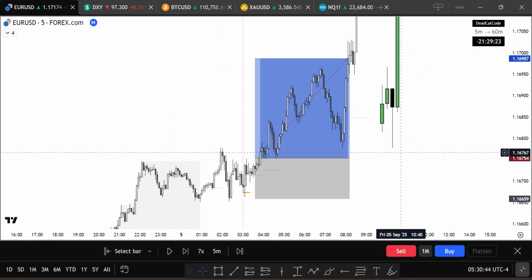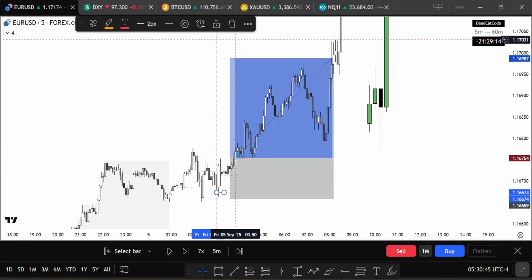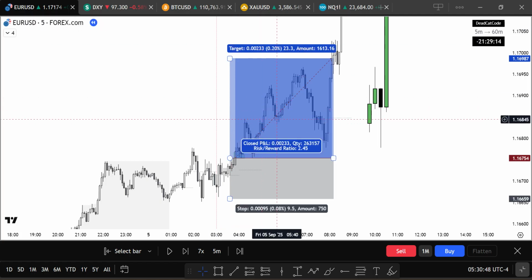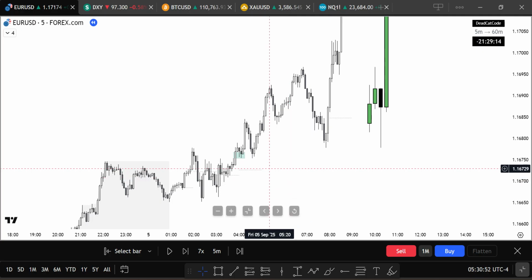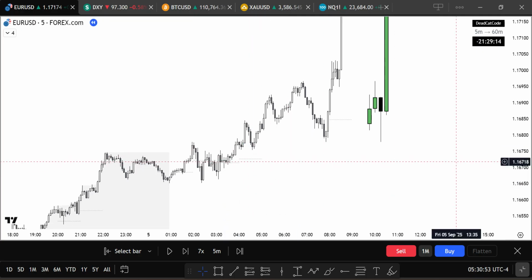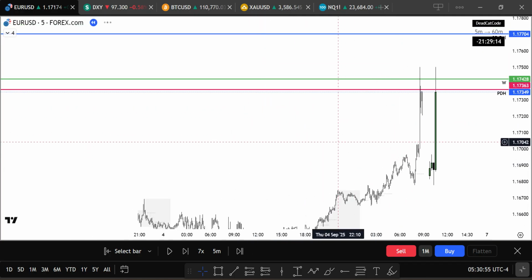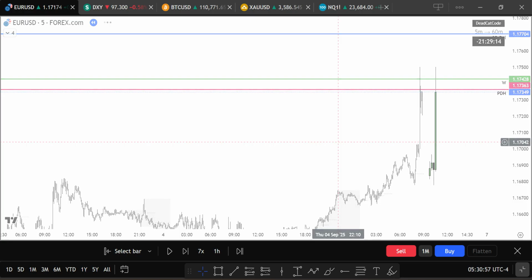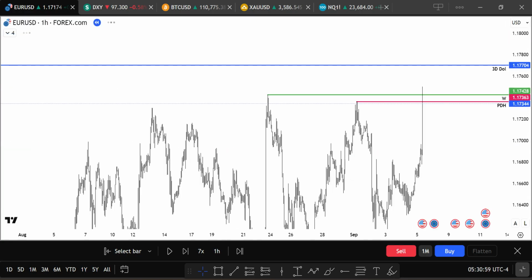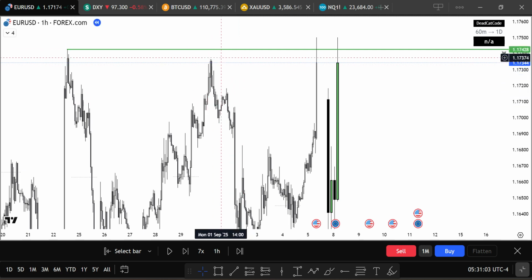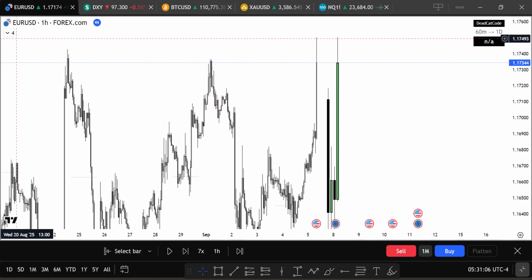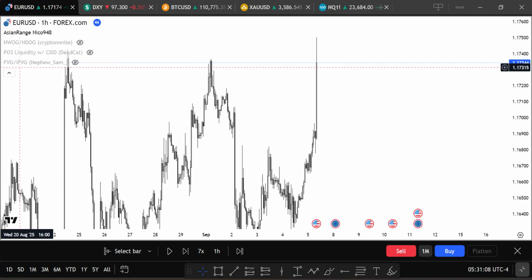If I had executed that day, then I would have executed it like this. So yeah, this is for the week. This is how I execute every single trade. And if you ask me what would be the next bias for the next week, let me show you.